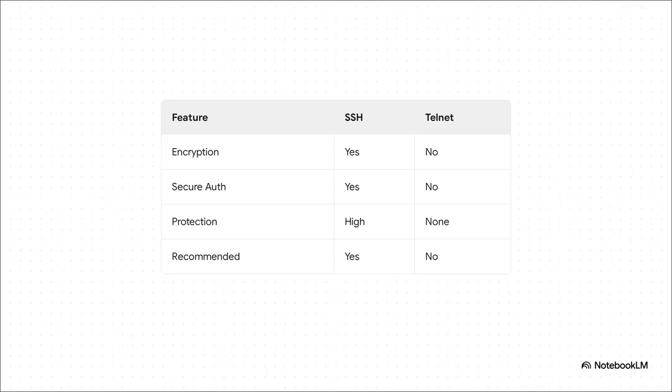When we put SSH and Telnet side by side, the difference is truly stark. SSH provides robust encryption and secure authentication. Telnet, as you can see, provides neither. SSH gives you high data protection, while Telnet offers absolutely none. And this is exactly why Telnet is no longer recommended today. Telnet literally sends everything, including your top-level admin passwords, in plain, easily readable text.